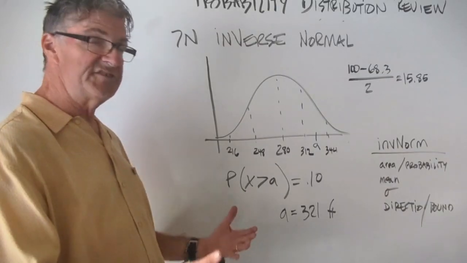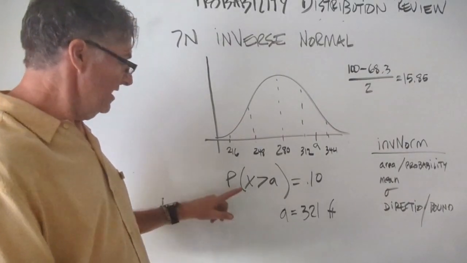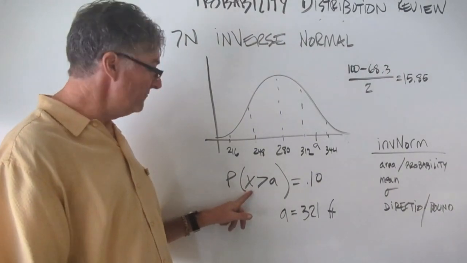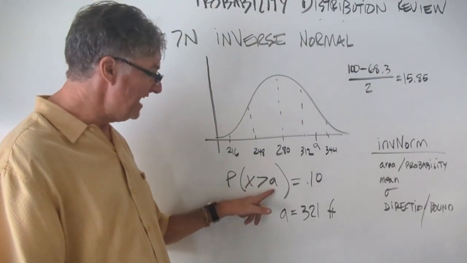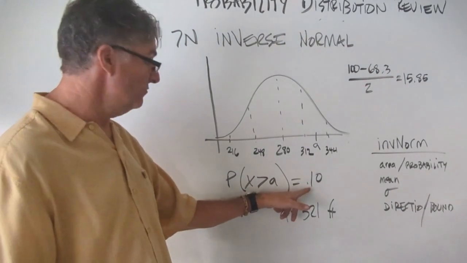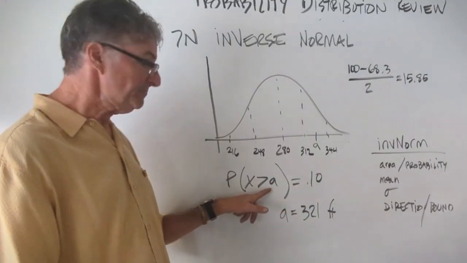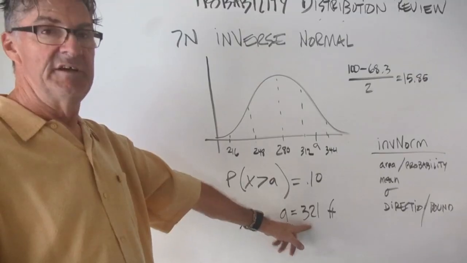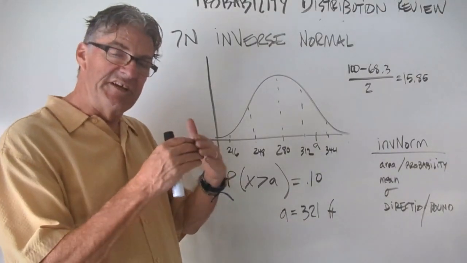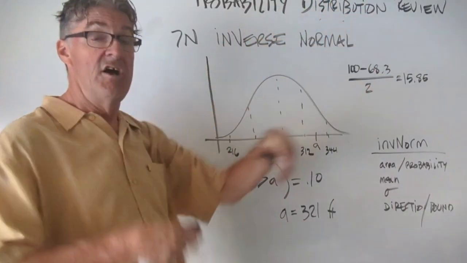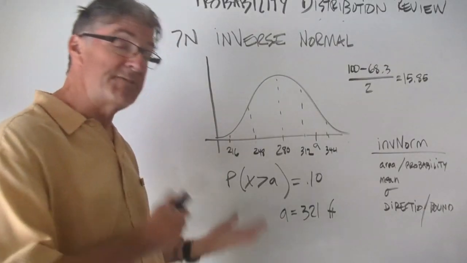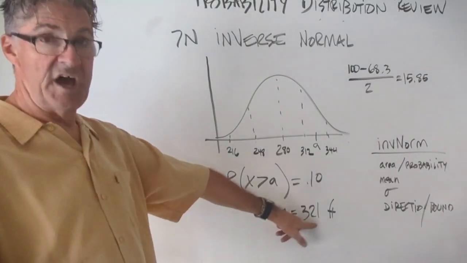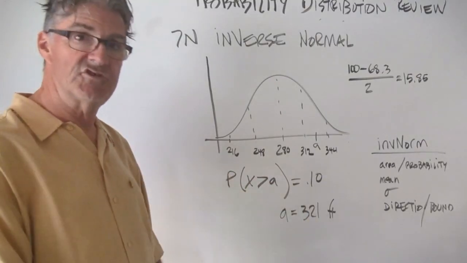Okay, I've formalized what we're asking for in my probability statement. So here we go. The probability that the random variable x is greater than a, we know it equals 0.10. We just don't know what a is. So I put that in my calculator and I get 321 feet. So all the trees that are 321 and higher, those are in the top 10% of tree heights in the forest, and these are the heights above which the Forest Service should track.